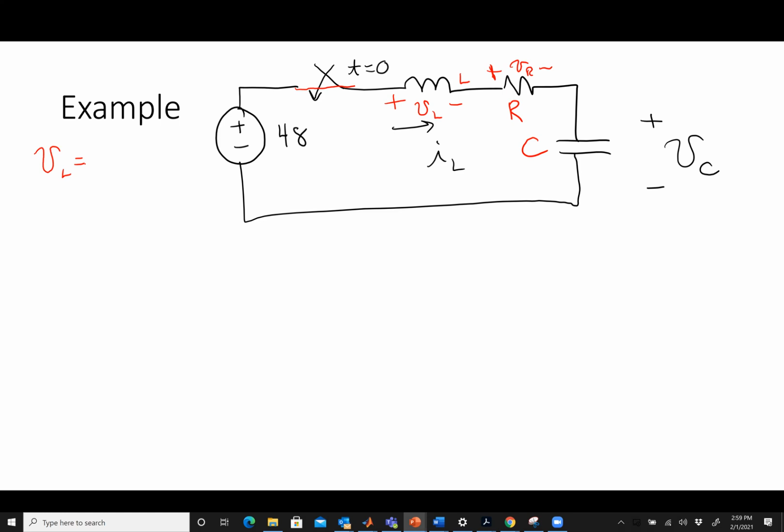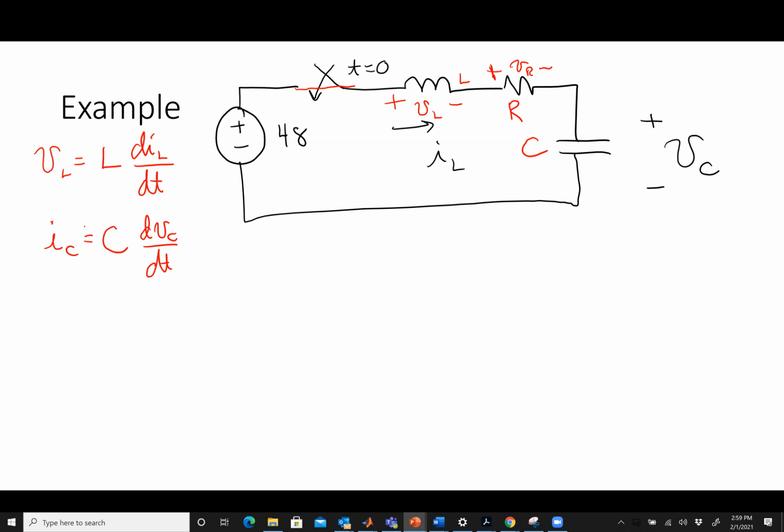V sub L equals what? It would be V sub R divided by R. Nope. L di over dt. Yep, L dIL by dt. Okay. And then what's my other relationship for the capacitor here? C dV dt. C dV sub C over dt. Yep. And that has to be equal to the inductor or the capacitor current.